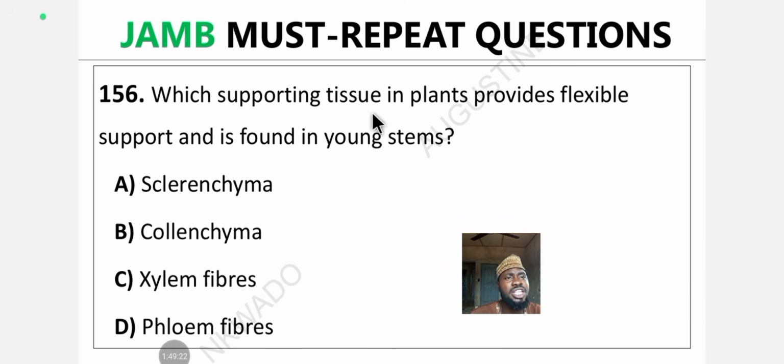Question 156. Which supporting tissue in plants provides flexibility and support and is found in young stems? A. Sclerenchyma. B. Collenchyma. C. Xylem fiber. D. Phloem fibers. What's the answer? Drop the answer in the comment section.